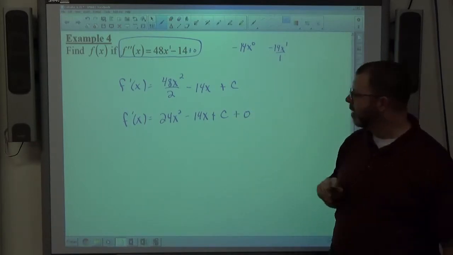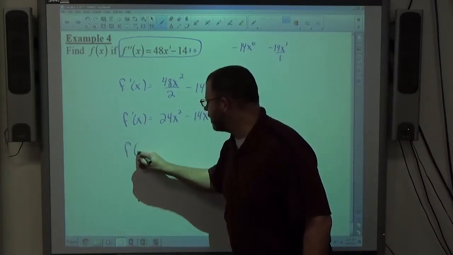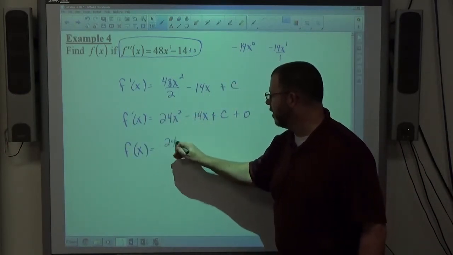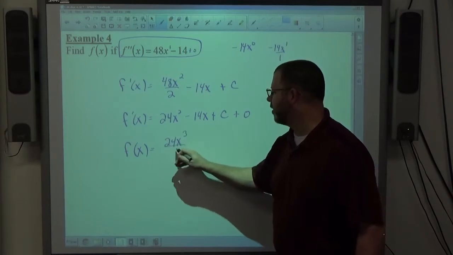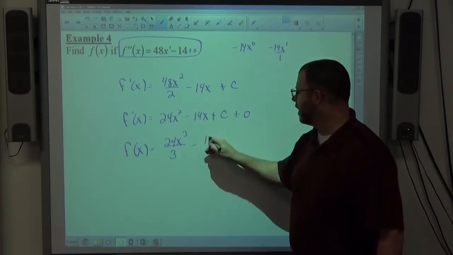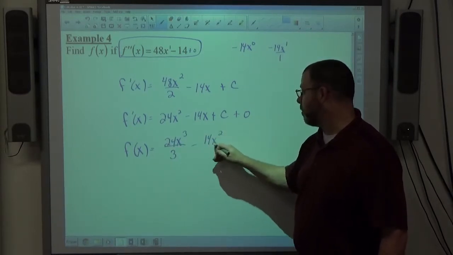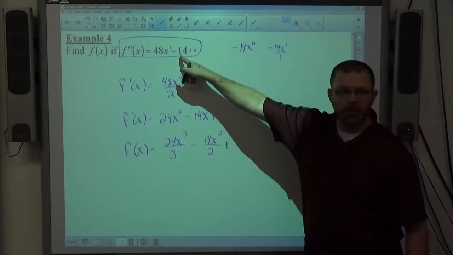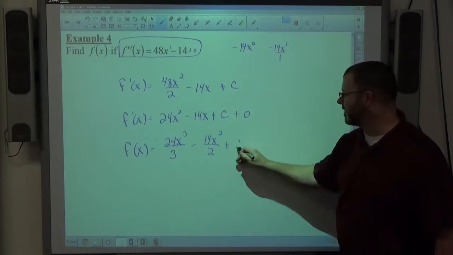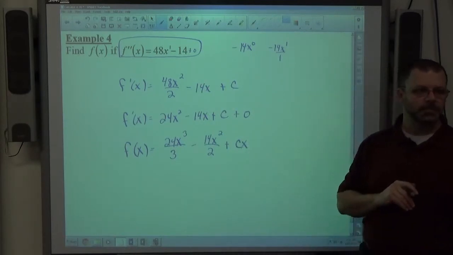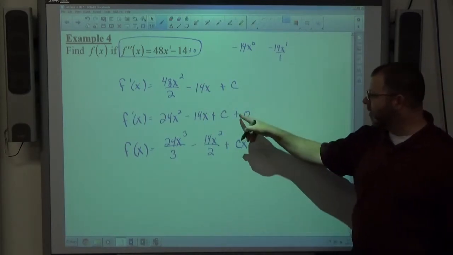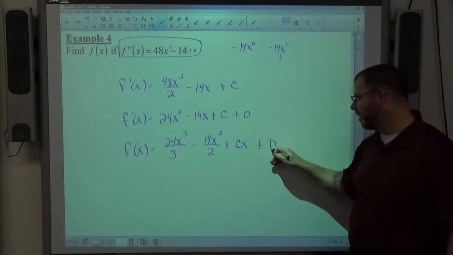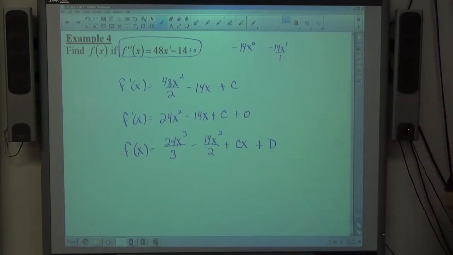So f of x then equals, all right, so the rule says I take the power, raise it by 1, divide by the new power. I take the power, raise it by 1, divide by the new power. C is a constant just like minus 14 was a constant, right? So it's going to be plus cx. And then we have to account for a constant there also, plus a different letter. I like to use D.